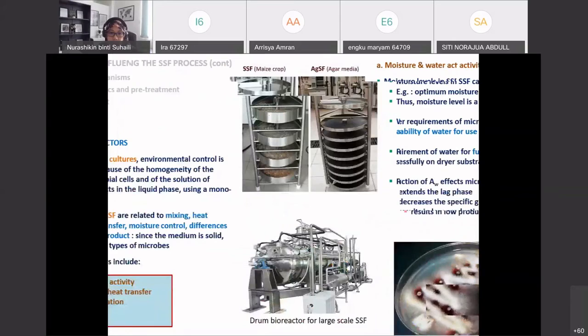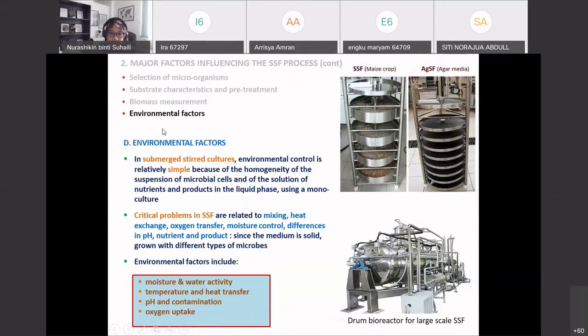So we move to the last factor, environmental factors. What kind of factors influence the SSF process? It's not just SSF. Submerged fermentation also has environmental factors it depends on. In submerged culture, environmental control is relatively simple because of the homogeneity of the suspension of microbial cells. So it's way easier to control, for example, the temperature of the culture because it is in liquid. You insert the probe inside and you can always monitor the growth and the temperature.